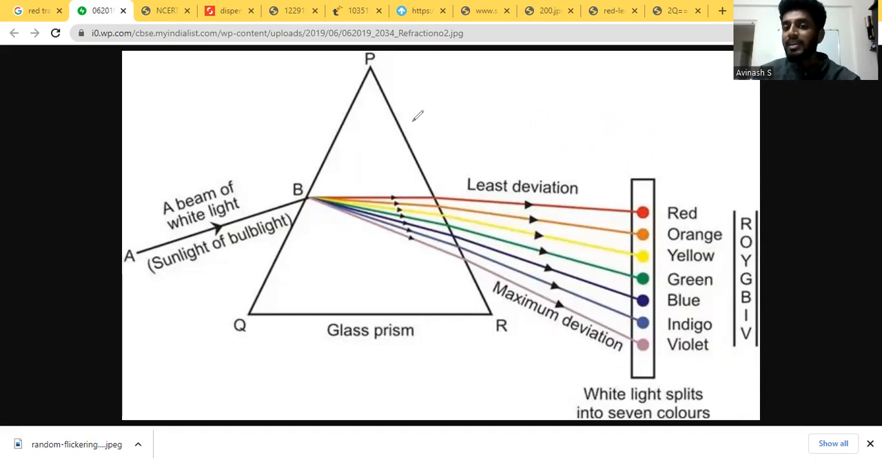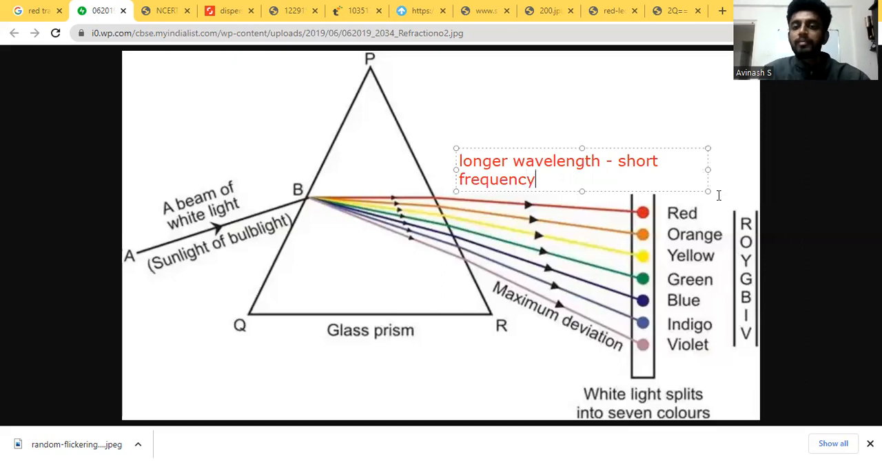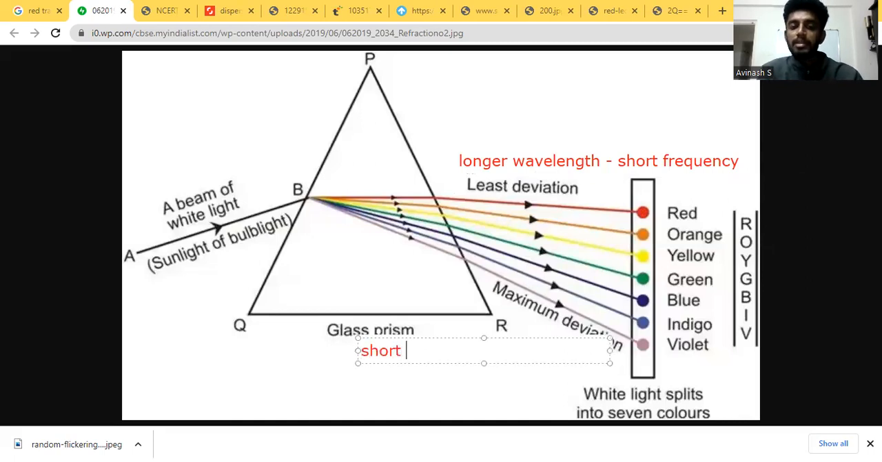So now, why is red least deviated? It is because it has a longer wavelength and a lower frequency. This is something that we need to know. Longer wavelength and lower frequency, whereas blue and violet are getting deviated the most because they have short wavelength and higher frequency. This is something that we need to understand.